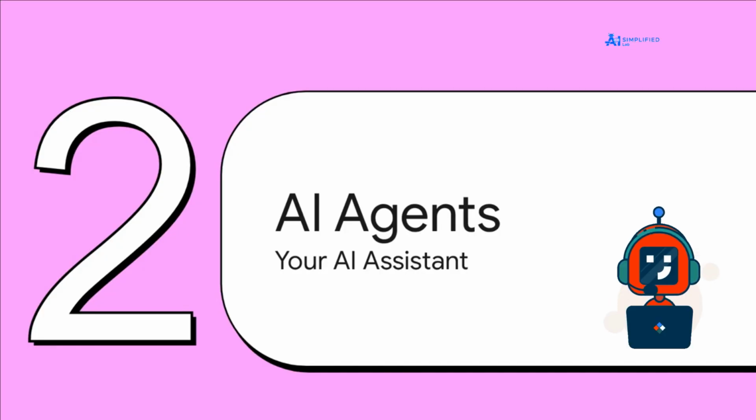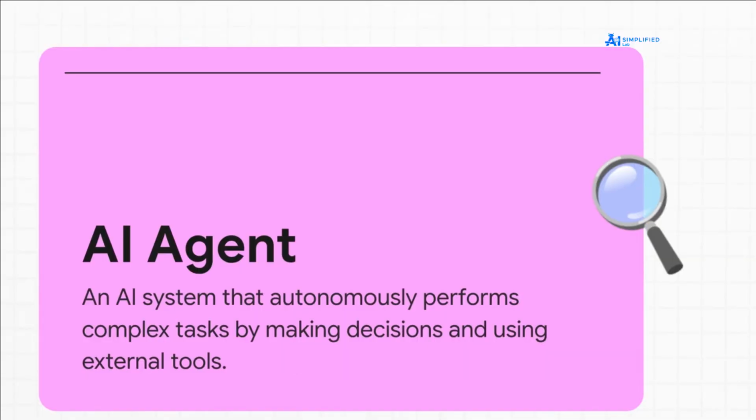Alright, so if a chatbot is your study companion, then an AI agent, well, that's your personal assistant, and that's a huge difference. An agent doesn't just talk about the work, it actually goes out and does it for you. And the magic words here are autonomously and external tools. See, an AI agent can take a really big goal, like say a huge research paper, and it can break it down into smaller steps all by itself. Then it uses tools like the internet to find what it needs and get the job done without you having to hold its hand through every single step.